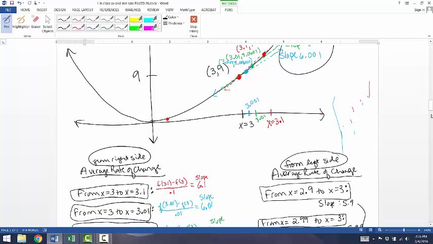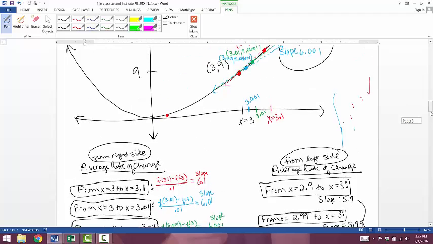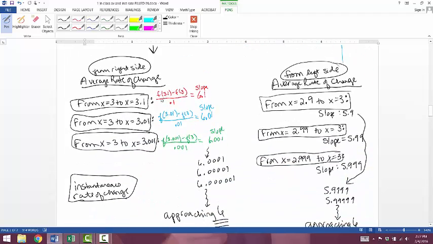Right, so over here on the left-hand side of the page, I'm just jotting down where I got those. It looks like when I did slope from 3 to 3.1, 6.1. And then it was 6.01 when I got closer. Then 6.001 when I got closer. If I continue doing that, I think it would be 6.0001, 6.00001, and so forth. It's approaching 6.